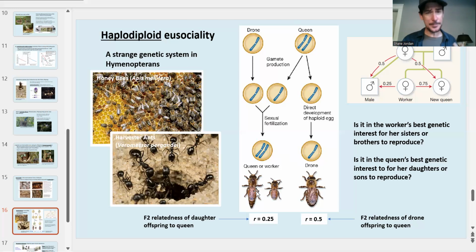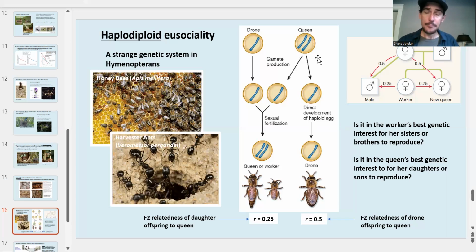Sometimes the queen or one of the workers will kill a worker who starts to become reproductive, because, as it turns out, if the queen's daughters reproduce, they're going to be a lot more distantly related to the queen than if her sons reproduce. And again, this all comes back to this concept of the coefficient of relatedness.